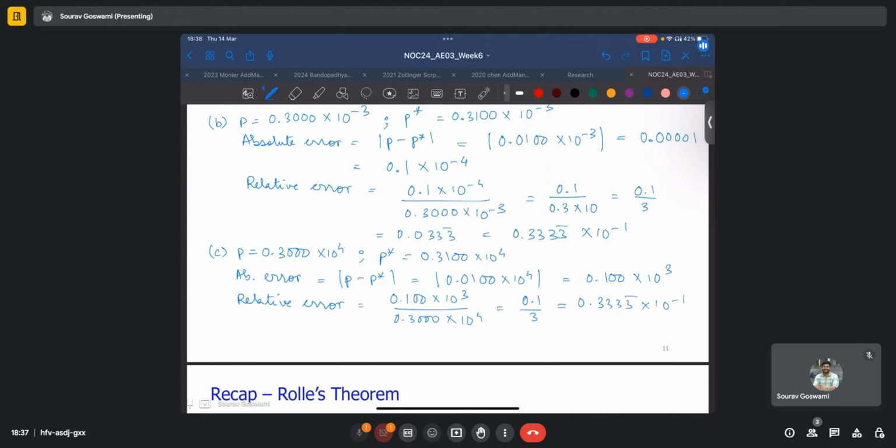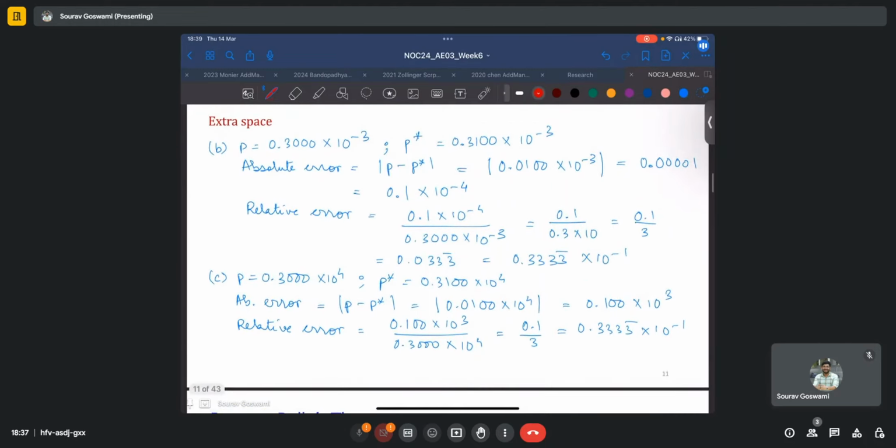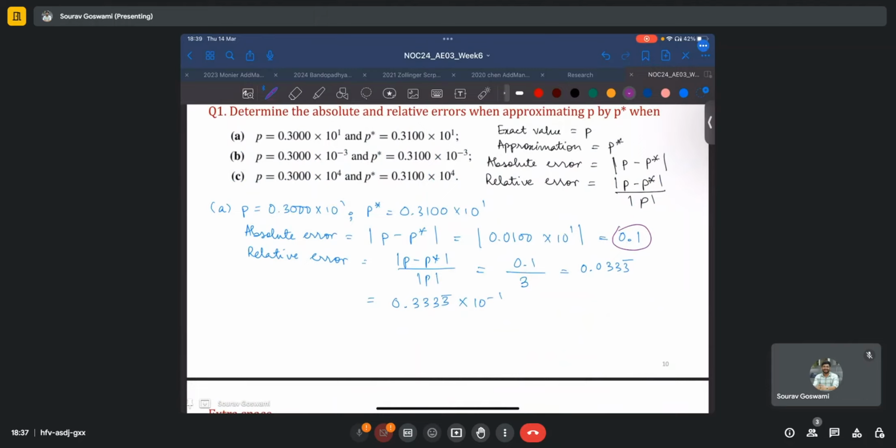Perhaps the interesting thing to note here is that every time the relative error was the same, whereas the absolute error differed by several orders of magnitude. Here you have of order, say, 10 power minus 5, there is of order 100, and here of order 0.1. Yet in each case, the relative error was the same.